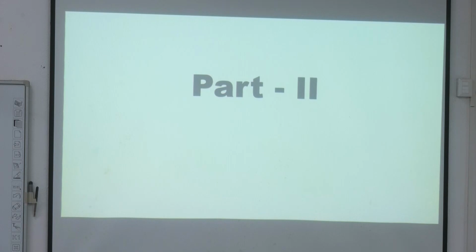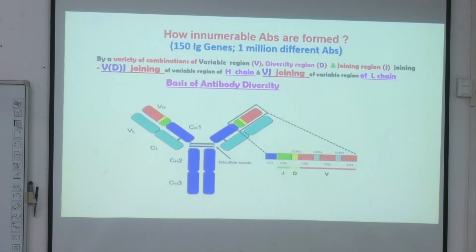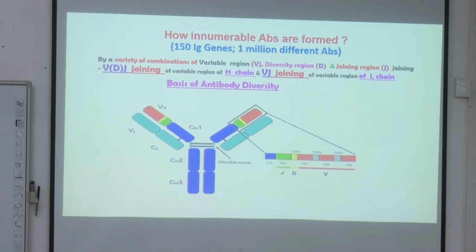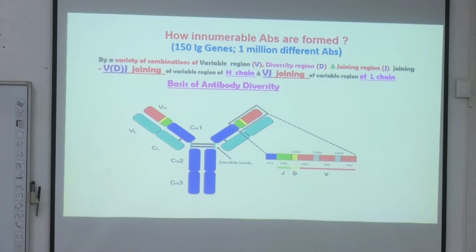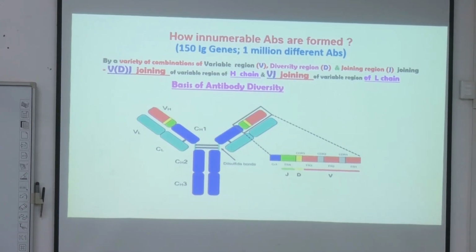This was supposed to be finished in the first class, but again, why do we produce so many different types of antibody in the human body? We have 158 genes, but we produce innumerable antibodies because we encounter innumerable antigens, and this is because of the VDJ joining of the H chain and VJ joining of the L chain.